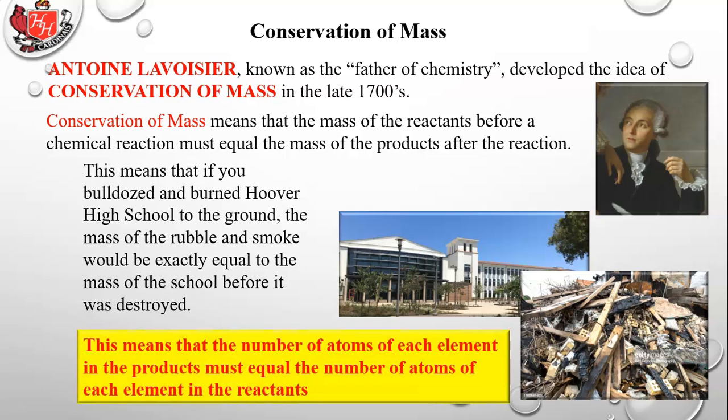What this really means for us, and what we're going to do in the next couple of slides, this means that the number of atoms of each element in the products, that's at the end of the reaction, must equal the number of atoms of each element in the reactants. That's before the reaction. They have to be equal numbers of atoms before and after. And that's going to guide us as we learn how to balance equations and why we need to do that.